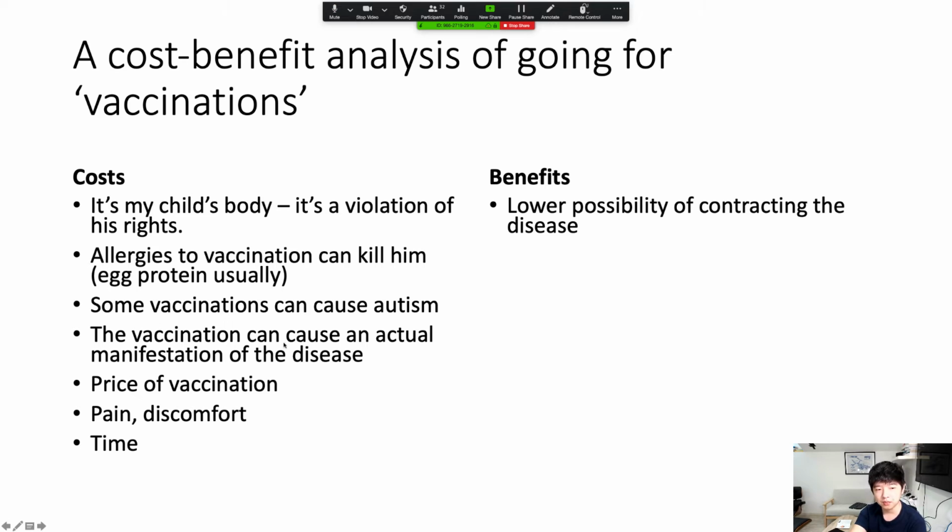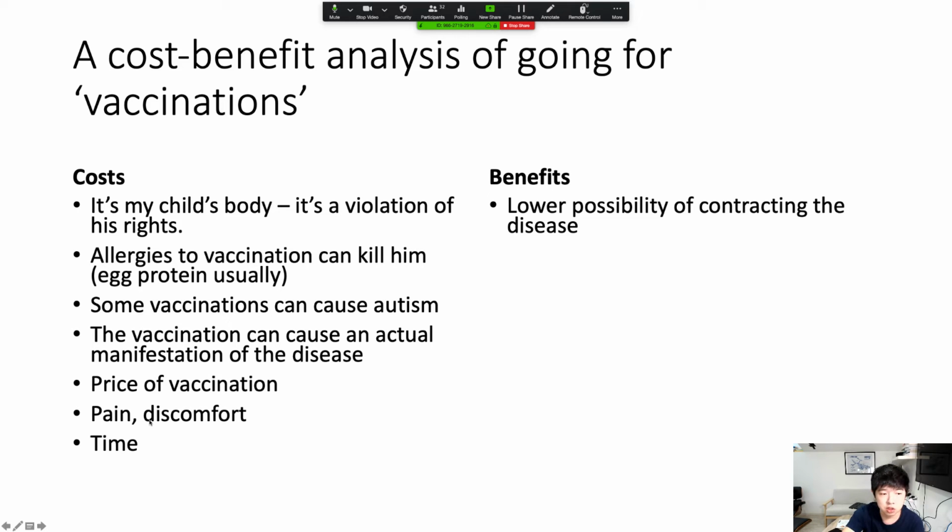Okay, so it's actually not causing an actual manifestation of the disease. It's just that you get some mild symptoms, because your mild symptoms are basically your immune system reacting to the vaccination, which is not a bad thing. It's supposed to be a good thing, because your immune system is actually developing resistance against the disease.